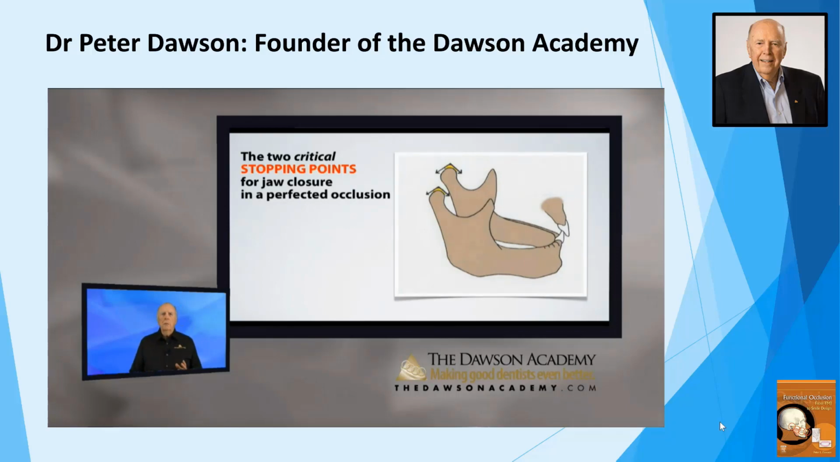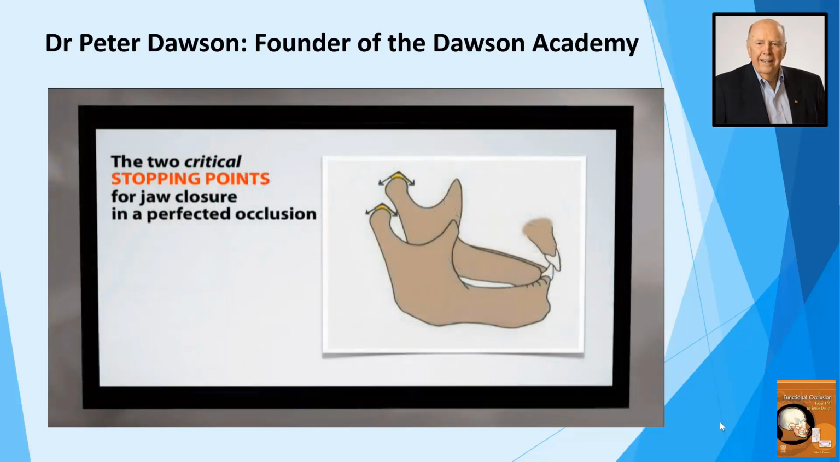We want to look at this from a standpoint of 2 critical stopping points for jaw closure in a perfected occlusion. Now, the stopping points are what stops the jaw in its closing position in a very stable relationship. Well, it starts with the back end of the mandible. And what we want you to understand here is that when those condyle disc assemblies are seated up, they're stopped against a bony stop. Centric relation is the highest point the condyles can go. That means they're stopped by bone.